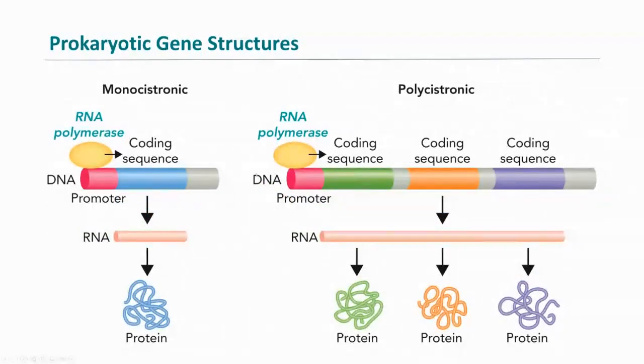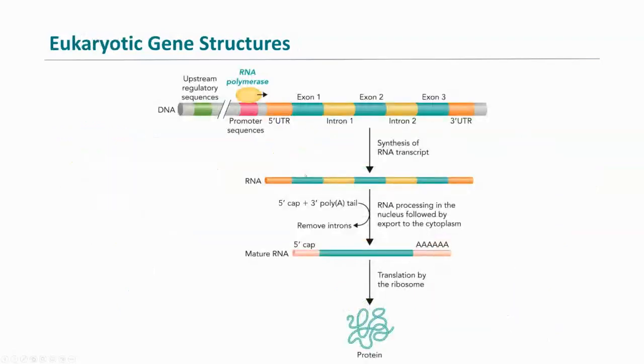And this is the prokaryotic gene structure. So we have the DNA promoter, right? And then the coding sequence. It can be monocistronic, but for bacteria, for the prokaryotic cell, mostly they are organized into polycistronic units because they can be controlled under one promoter, okay?